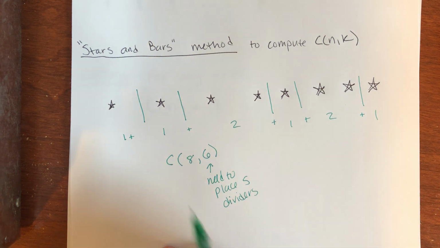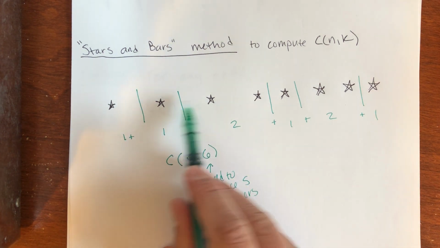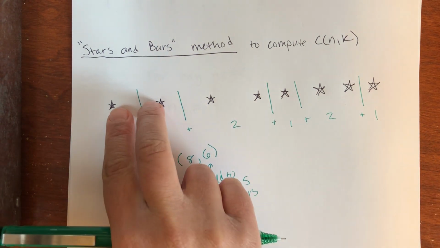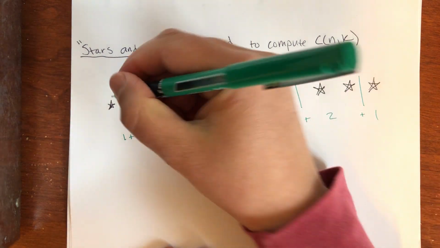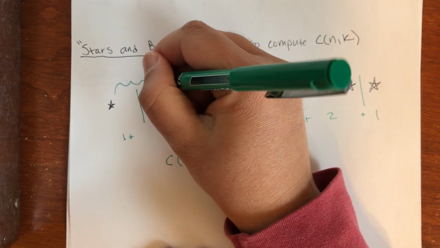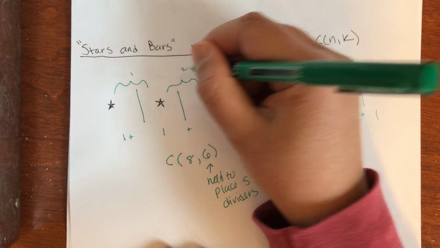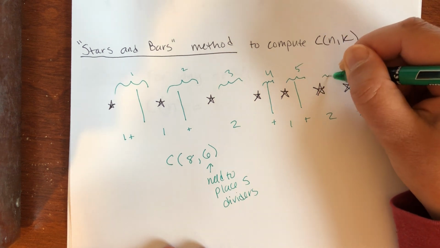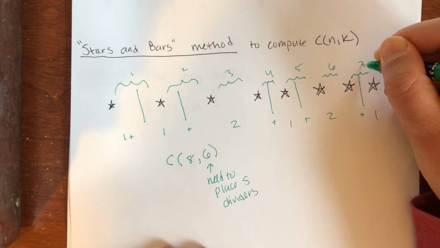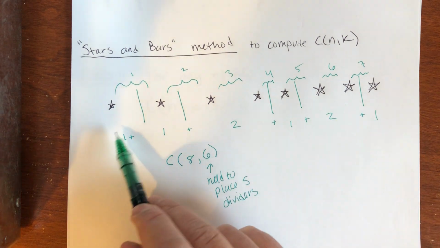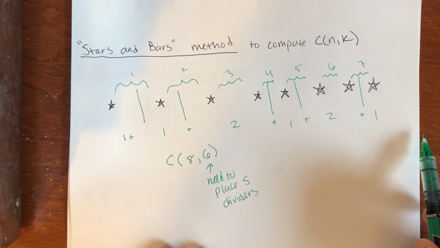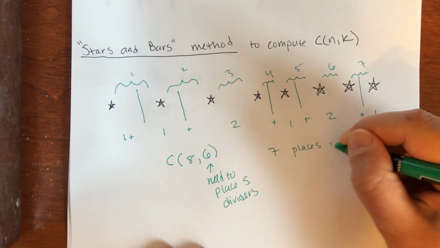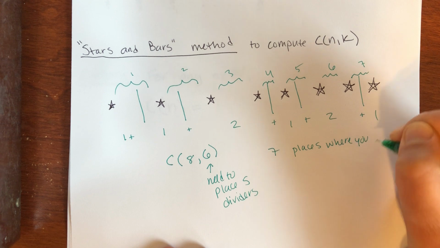Well, just like in those warm-up problems, you have a space in between every pair of stars. And so if you have a total of 8 stars, then that means you have 7 spots in between the stars. So here's the first one. So you could place a divider here, or here, here, here, here, here, here. Right, there's 8 stars, but that means there's only 7 spaces in between the stars. So you have 7 places where you could place a divider.